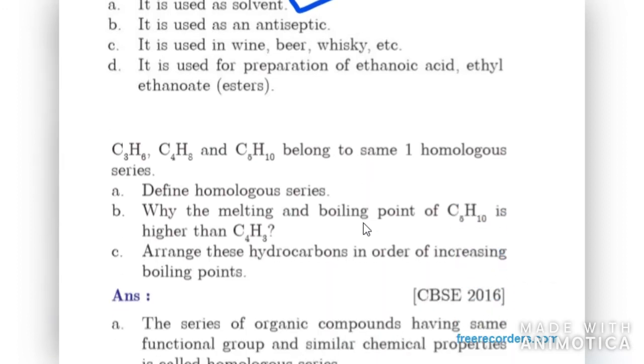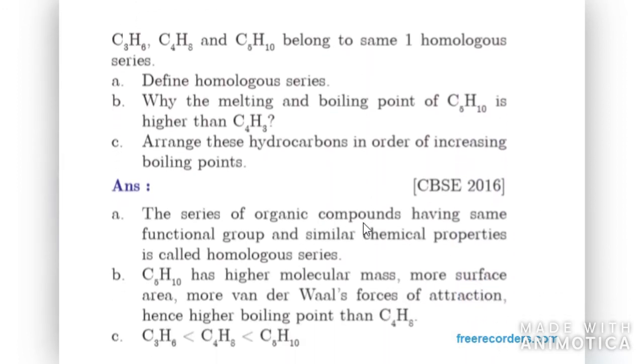In the next question, we have three different compounds here, that is C3H6, C4H8, C5H10. So they are from the same homologous series. We need to define what a homologous series is. It is a series of organic compounds having the same functional group and similar chemical properties. They should have similar chemical properties and the same functional group, then only we can say they form a homologous series.